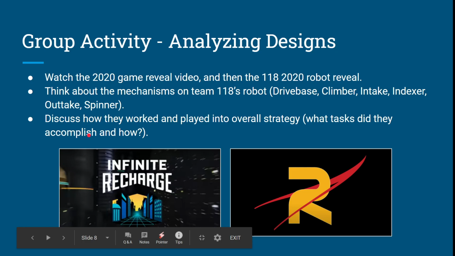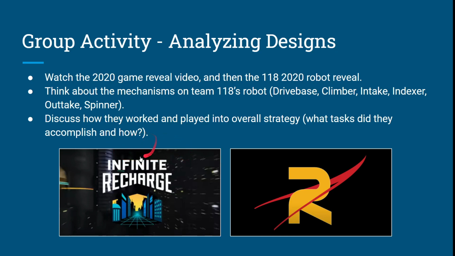So, first things first, right? What's our first task? Well, I would say it's traversing the field, right? Driving around is super important because then you can run into other robots, but you can also get to the climb hook, and you can also score and other things like that. So driving around is our first task.